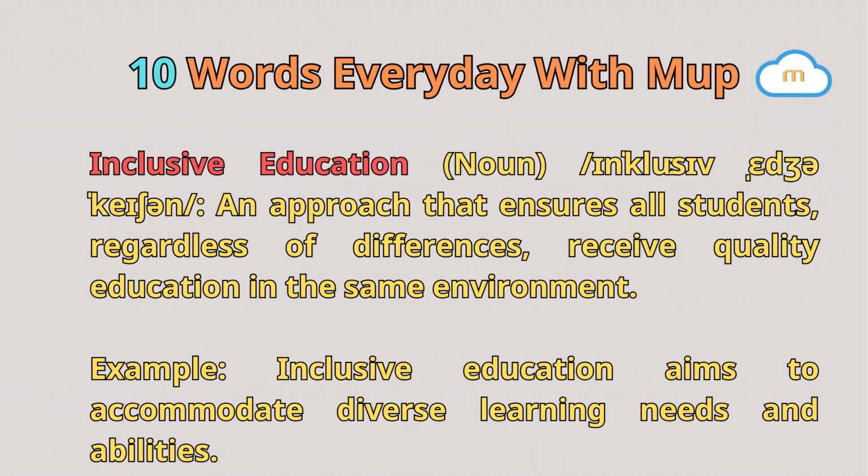Inclusive education. Definition: an approach that ensures all students, regardless of differences, receive quality education in the same environment. Example: inclusive education aims to accommodate diverse learning needs and abilities.